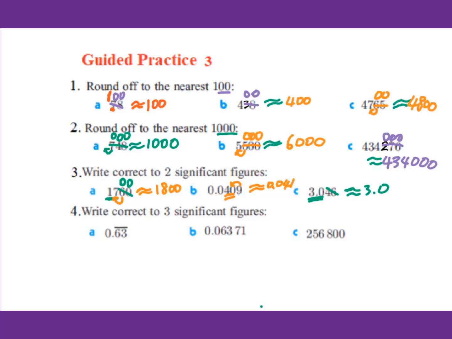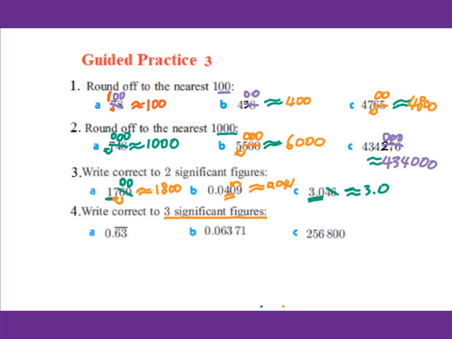Like 1760 is very close to 1800. Some students just cross out 60 and write 17, which is definitely wrong. So always check after you change into specific significant figures. Are they close?